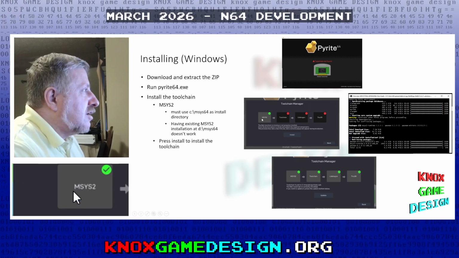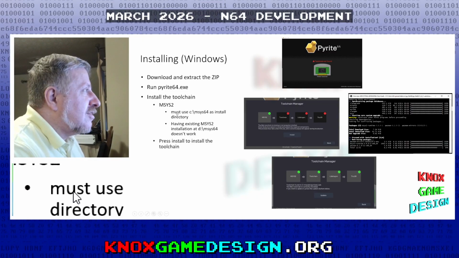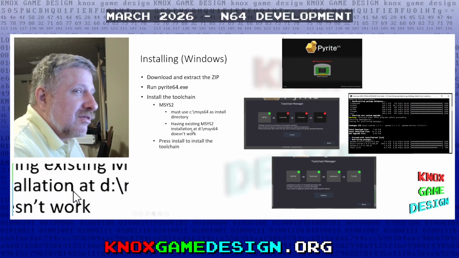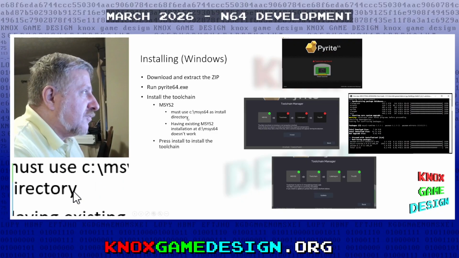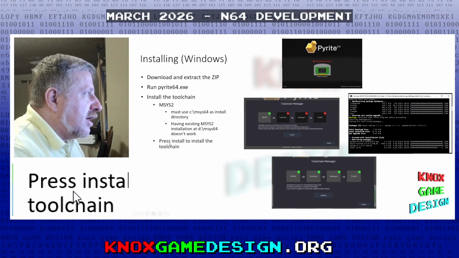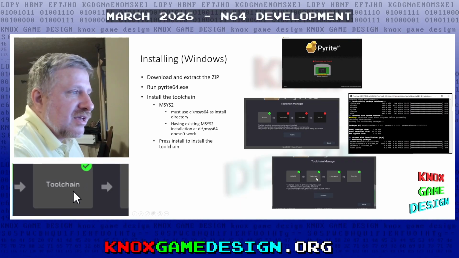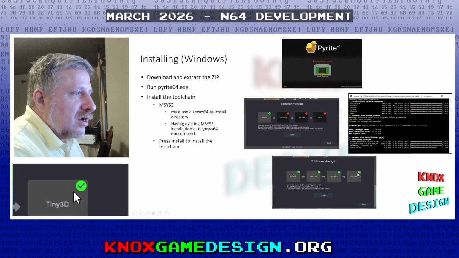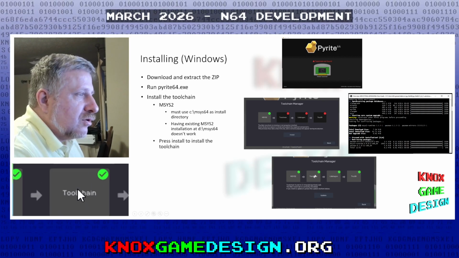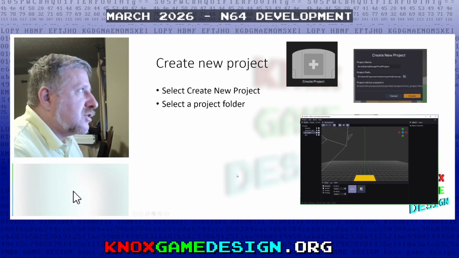The first thing you have to do is install MSYS2. I already had MSYS2 on my Windows system, but I had it installed on my D drive. It does not like that, so I had to install another MSYS2 on the C drive. Here's a little picture of it, installing everything. All you have to do is press install to install the toolchain. I'm not going to show this, I've got the screenshots. After you get everything installed, you should have all green checks right there. It installs everything that you need in MSYS2. There's a library called libdragon, another one called Tiny3D, so it sets all that up for you, which is pretty nice.